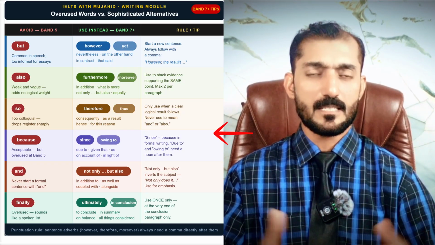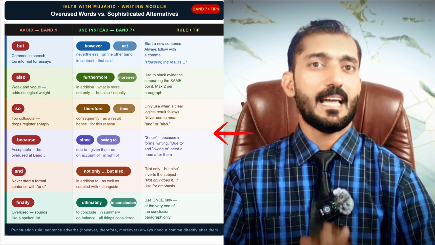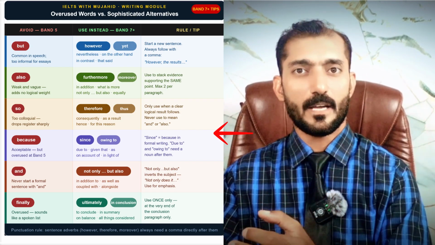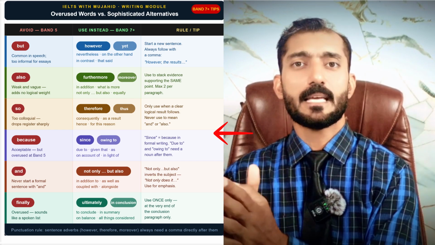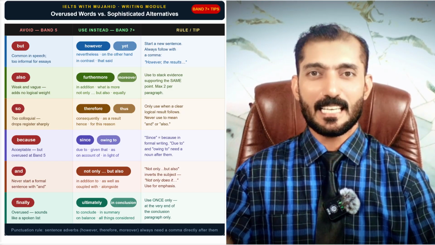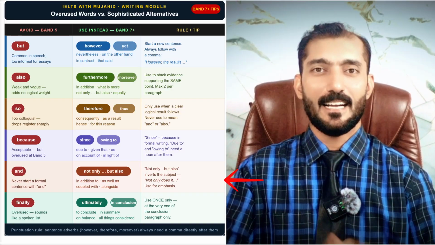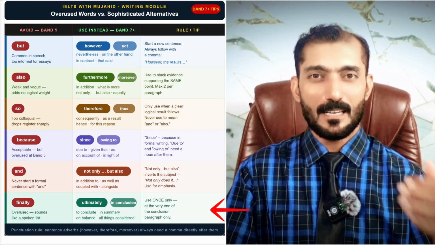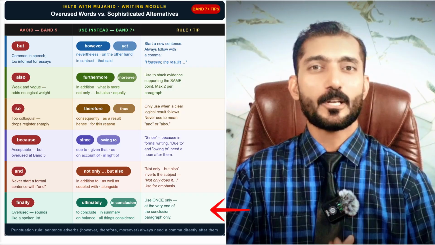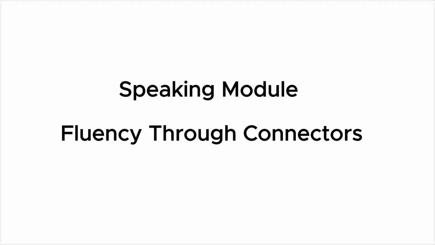When explaining causes, replace so with therefore or consequently and use since, owing to, or due to in place of because to boost your academic register. If you are building an argument, use not only but also instead of just and. Finally, save ultimately and in conclusion for your wrap up rather than using finally throughout your writing. Now let's talk about how to use linking devices in speaking effectively.